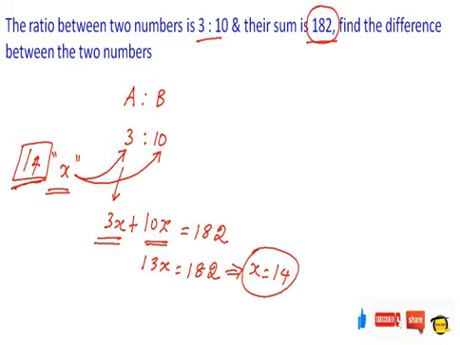Now let's find out the original numbers. The first number is going to be 42. The second number is going to be 10 times 14. That's going to be 140.